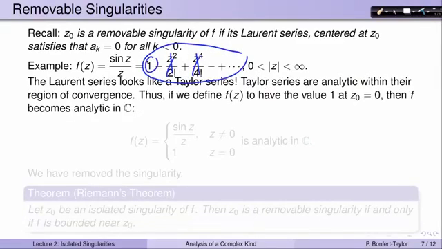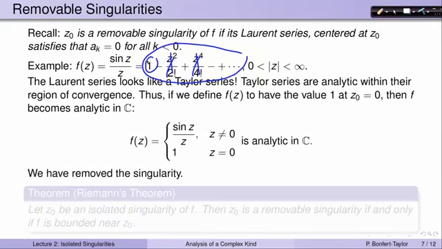So if I define f of z to have the value 1 at z0 equals 0, then I have a function that's defined and has a Taylor series in a whole disk, and it becomes therefore analytic. So the function that is defined as sine z over z when z is non-zero and 1 when z is equal to 0, we make that into an analytic function. We have removed the singularity that sine z over z had at the origin.